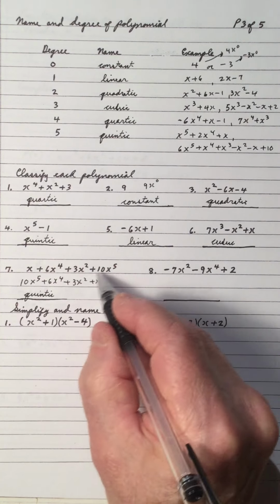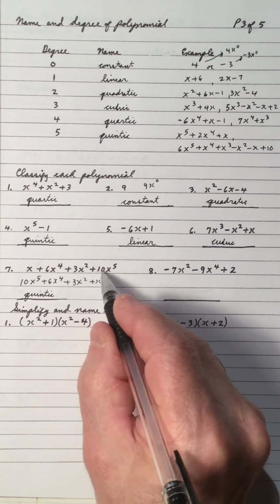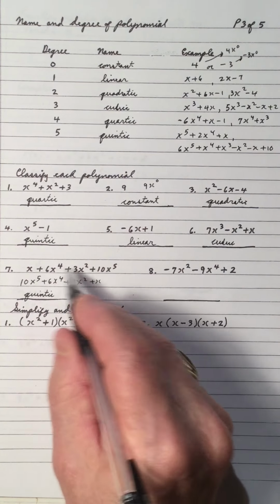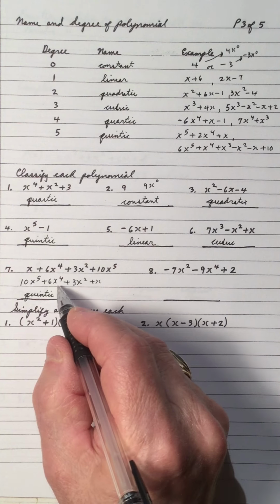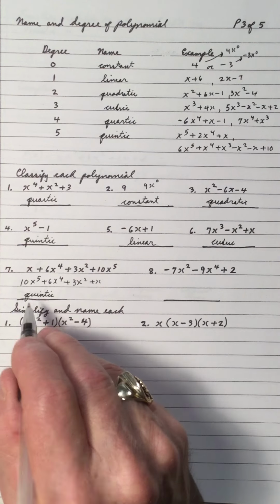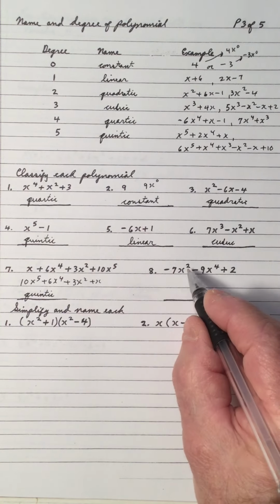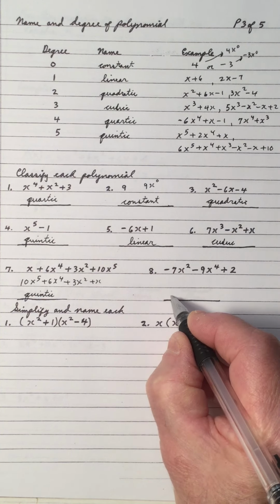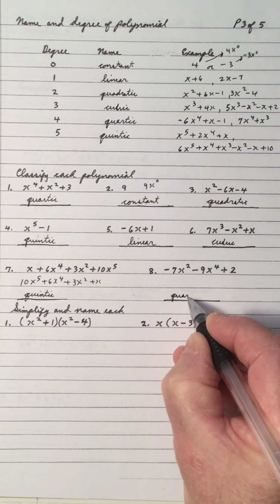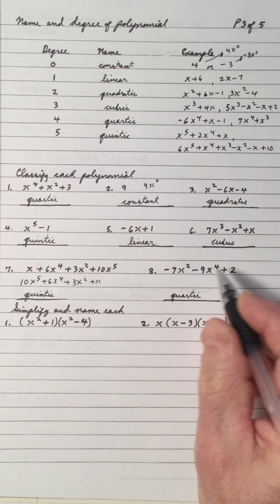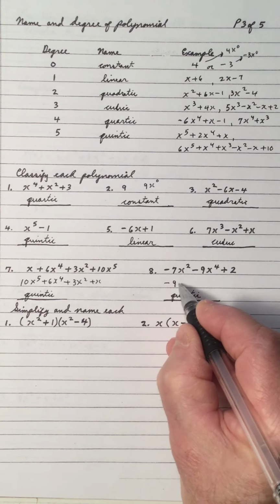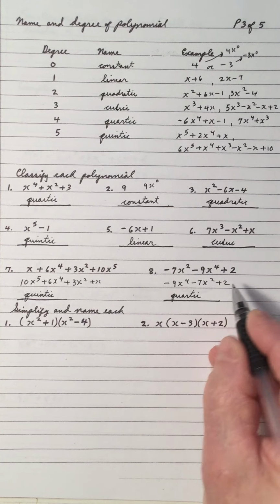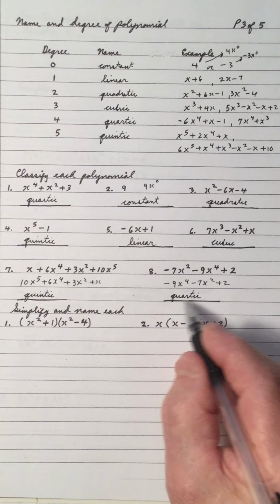So you have to make sure that you have all your terms. I have 4 terms, 4 terms. Notice I'm moving these around, but I don't change the sign because I'm not moving it across the equal sign. And this one is 2, 4, constant. So it's a 4, so 4 is a quartic. And again, as an exercise, put in descending order: negative 9x to the 4 minus 7x squared plus 2. And it starts with a 4, so it's quartic.